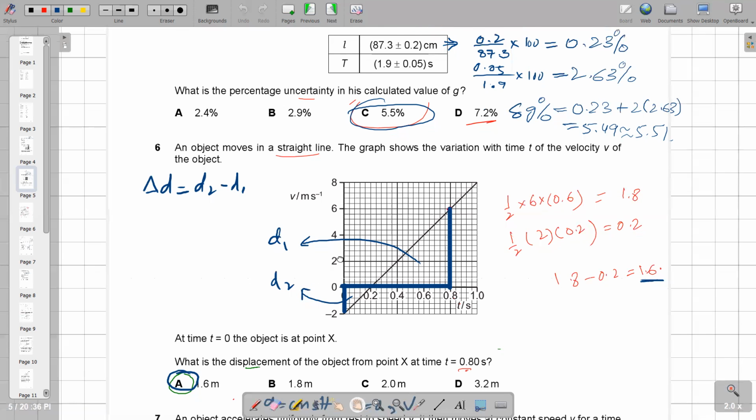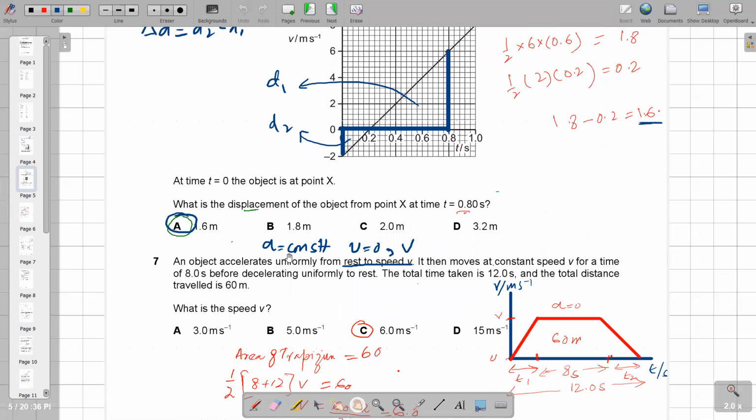The next is question number 7. An object accelerates uniformly from rest to speed v. That means the initial velocity is 0 and the final velocity is v. Then it moves at a constant speed, and when it's moving at a constant speed, that means the change in velocity with respect to time is 0, so acceleration is 0. Before that, acceleration was constant, and then after 8 seconds it will reduce its speed to rest. The total time of the journey is 12 seconds, and the total distance covered is 60 meters, as given.